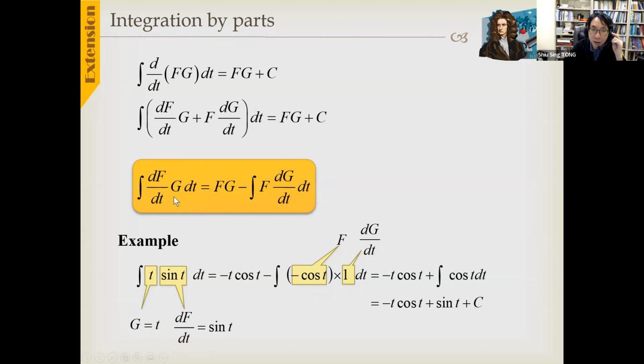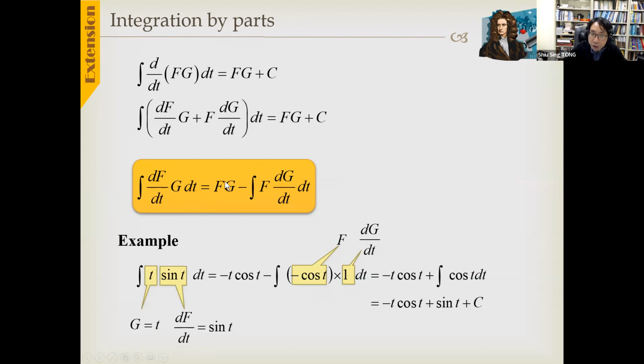So in my mind, I want to get rid of this t. So let me imagine this is g. Why do I imagine this to be g? Because if on the left hand side I have g equal to t, then on the right hand side I will have dg/dt. But dg/dt is 1. So after doing the derivative, I get rid of the t. And hopefully I will be left with a simple trigonometric function, which can be integrated easily. So that is the rationale behind my choice of the two functions. Now, this t, I call it g, and this sine t, I call it df/dt, just to fit this form, okay?